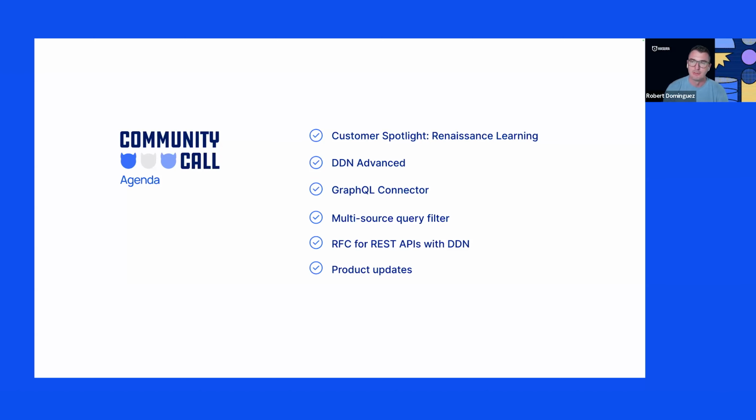We'll look at multi-source query filtering, so how we can make queries across different sources and respect predicates and things like that. Before we cap things off with two more housekeeping sections, I would say, the RFC for REST APIs, and then a little bit of product updates that we just want to squeeze in towards the end here. But for now, we're going to go ahead and jump into things.